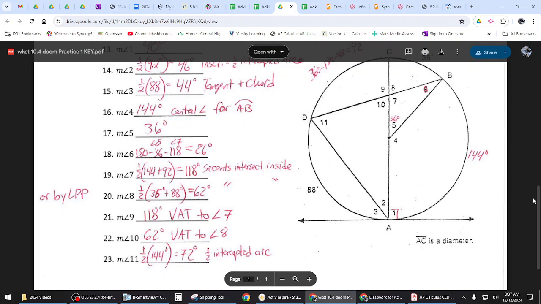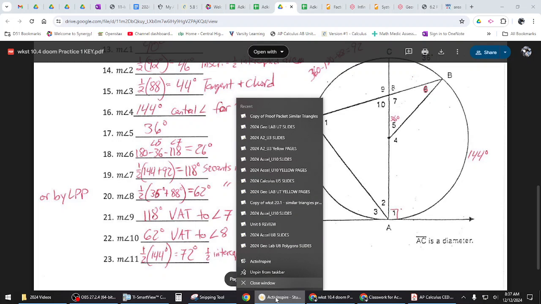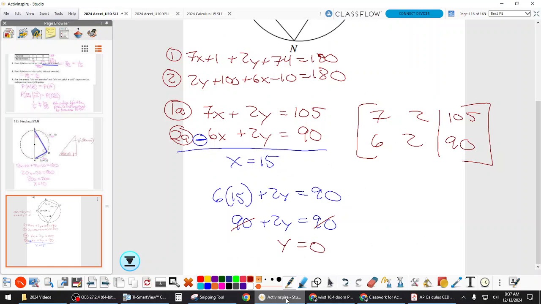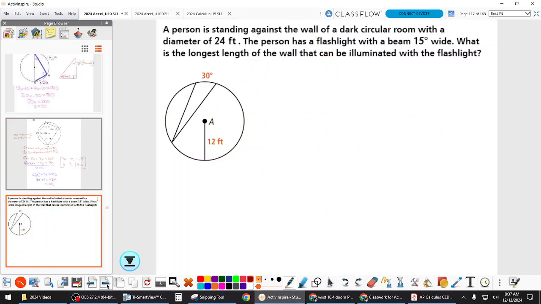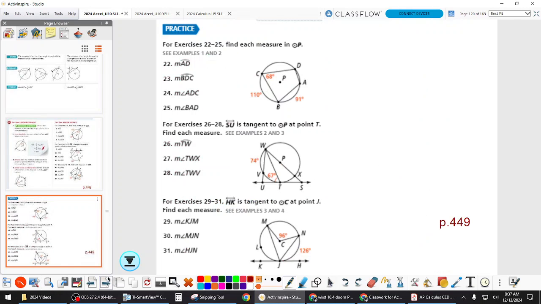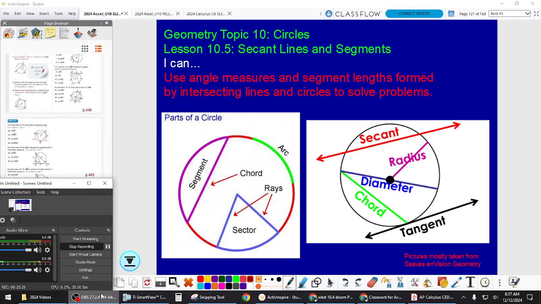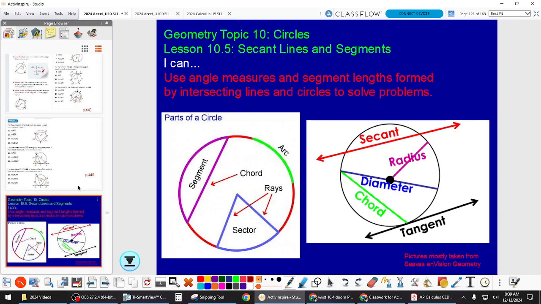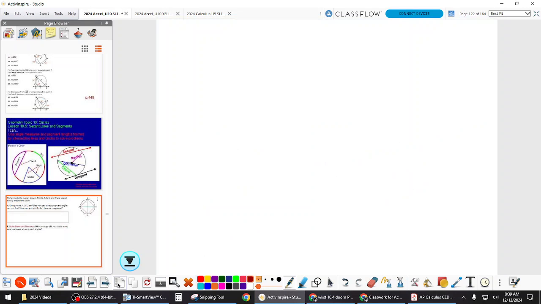Alright, so that is the end of inscribed angles. Why don't you grab your notes? And let's talk about secants. We're going to have two days on secant stuff. We're going to talk about secants today and tomorrow.